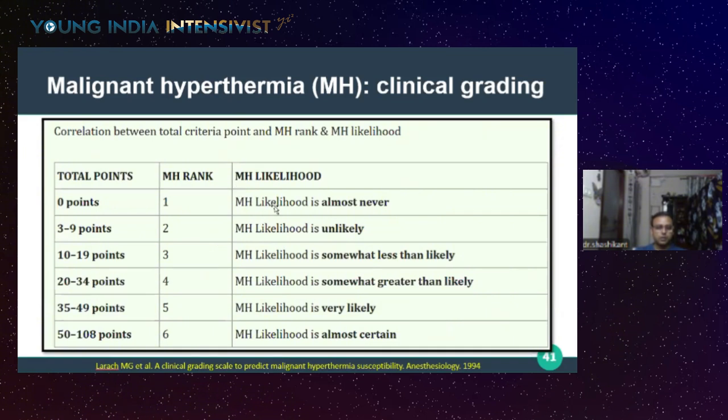When we take the score from the different categories, we sum it up and calculate the total points. Once the points are 20 and above, the likelihood of malignant hyperthermia is somewhat greater than it could be, likely, and the moment it is 50 and above, it is almost certain that MH is the diagnosis.